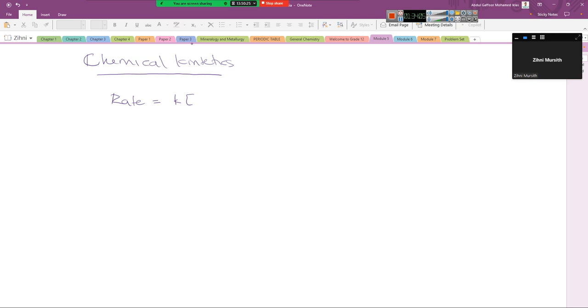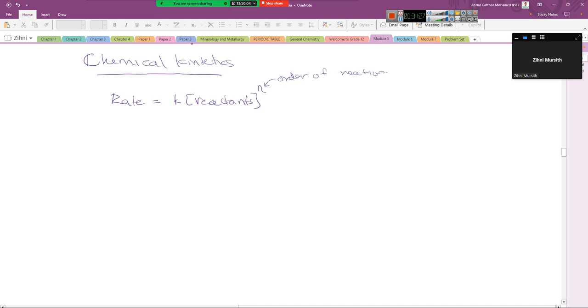So we have an equation for rate. To determine rate, we have to find out the concentration of reactants, right? Reactants, and we will be having something called N. So this is called the order of reaction. What is this? Order of reaction.